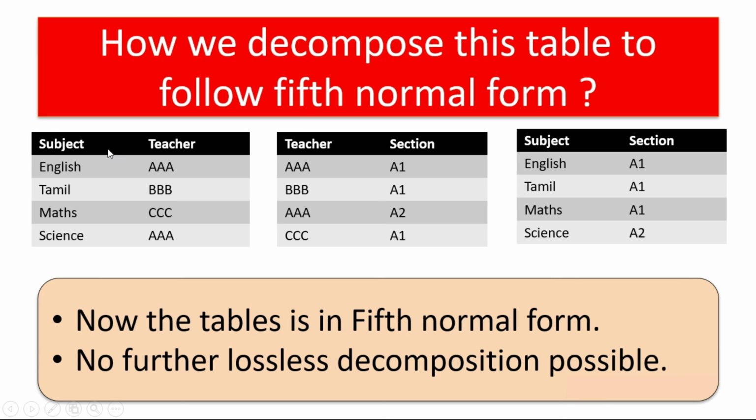When we try to further split or decompose any one of the tables or all of these tables, we will not be able to get back the original data when the tables are combined using a join query. So this is the last point of splitting. Furthermore, splitting will become meaningless. So now the table is in fifth normal form. No further lossless decomposition is possible. This is the fifth normal form explanation.